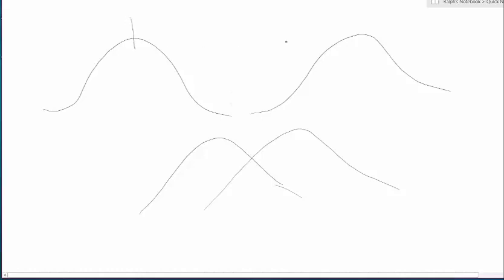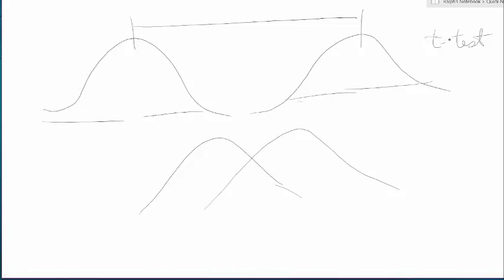One was the distance between the two groups, and then we had to compare that distance between the two groups with individual differences within the groups. And that is called a t-test. And the purpose of a t-test then is to determine whether or not there are differences among two groups.